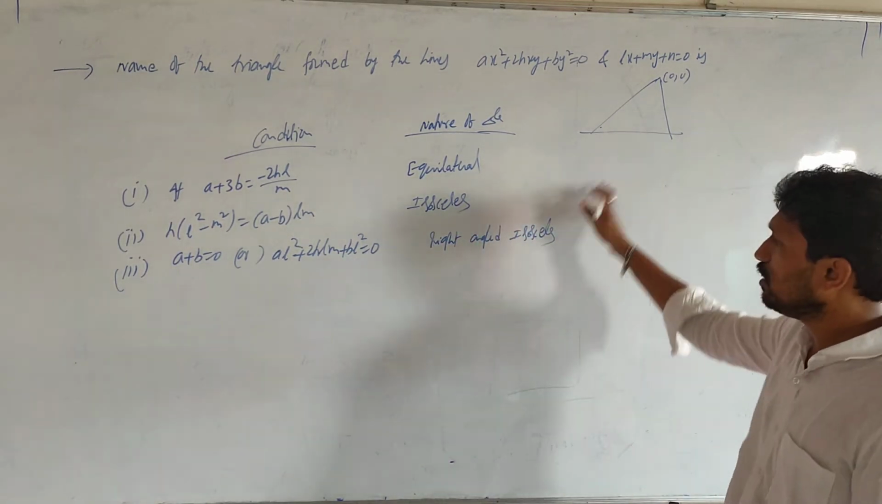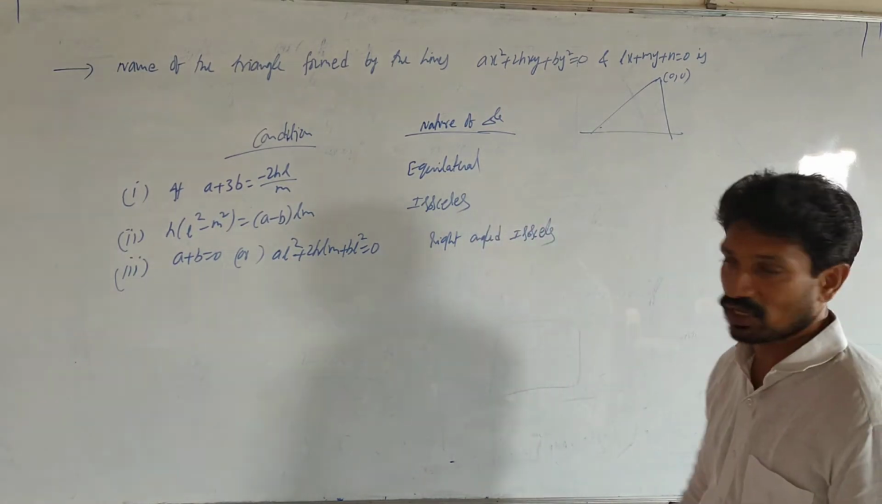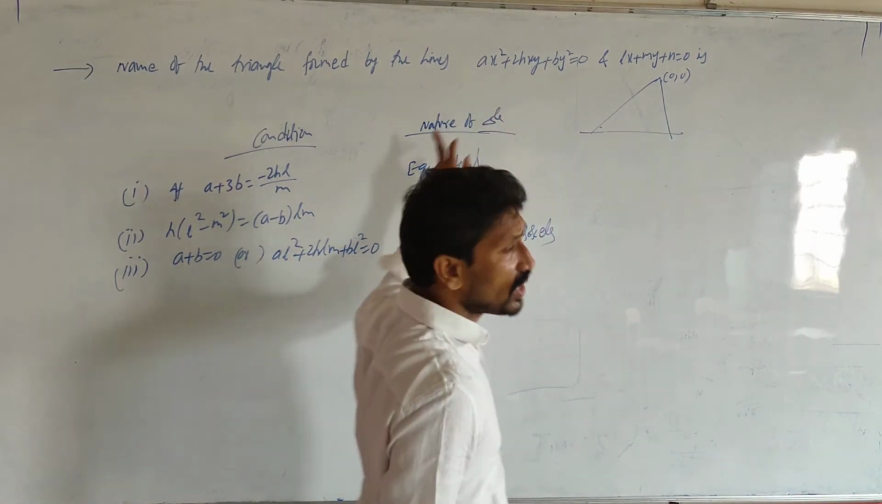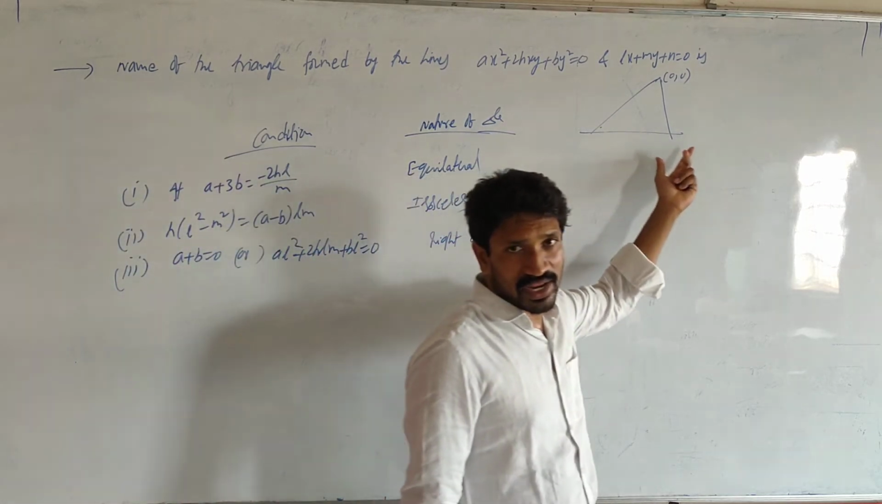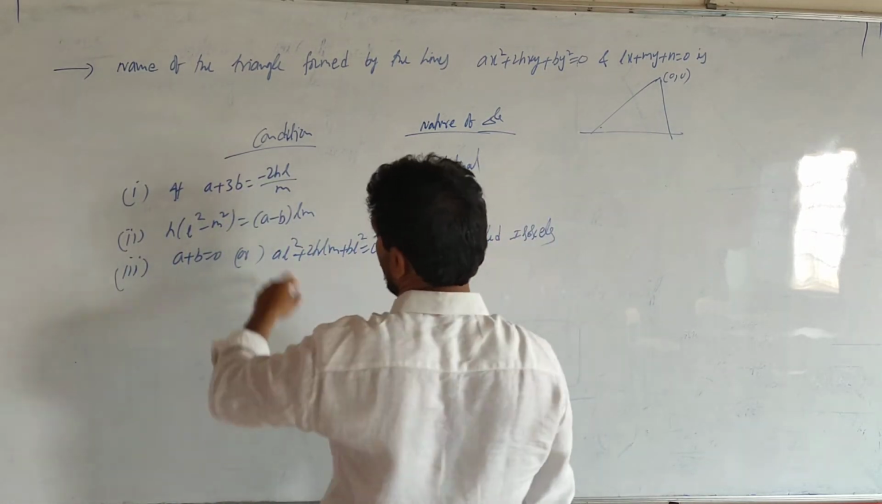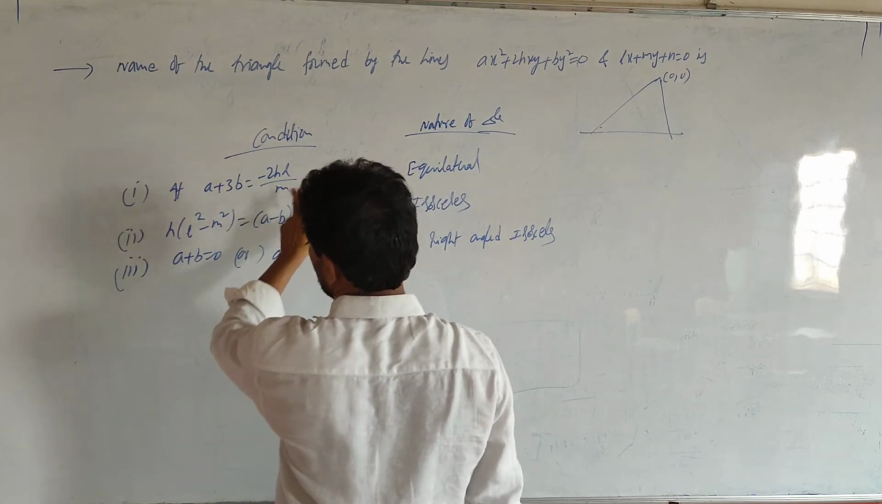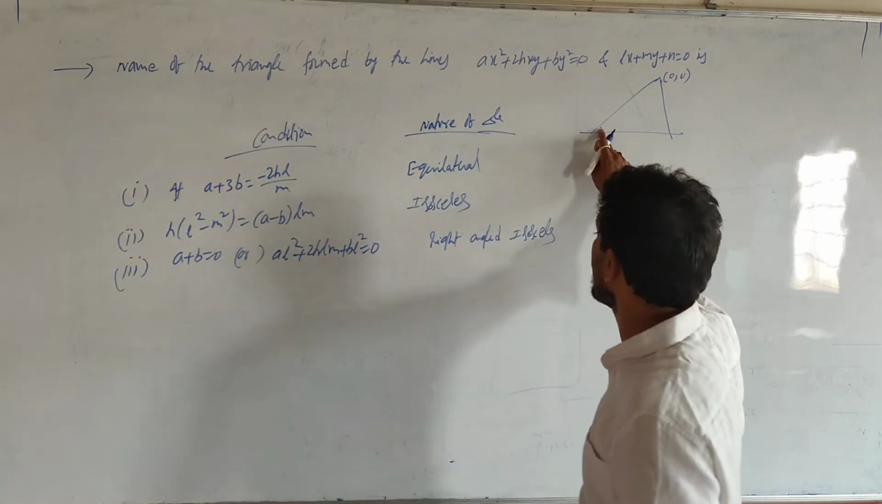If you know the angle, okay. Otherwise, this is the procedure by observing the coefficients. How do you get this one? Apply equilateral triangle. For suppose when it becomes an equilateral triangle, it means a plus 3b is equal to minus 2hl by m. Then here you get the angle as 60 degrees.